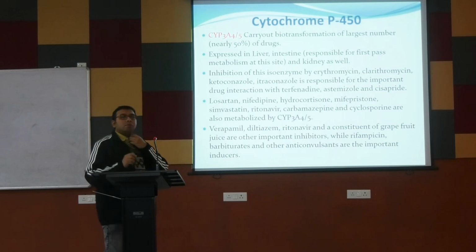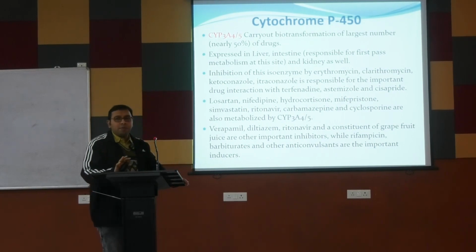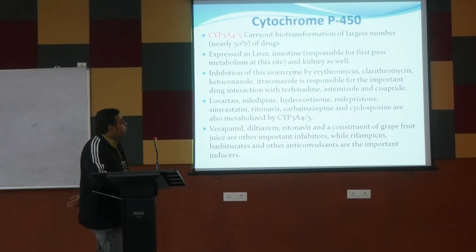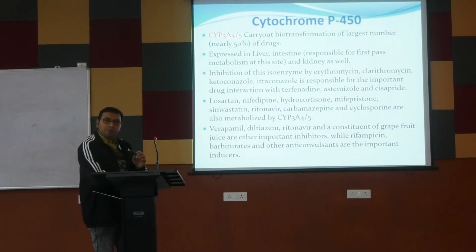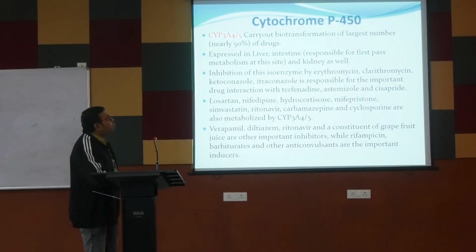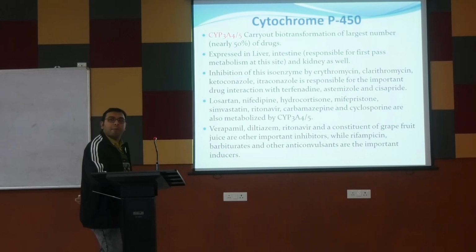There are different types of cytochrome P450. I will discuss some important ones like cytochrome 3A4 or 5. It comes under family 3, cytochrome P450 3. Within 3 there is A and then A4 or A5. They carry out biotransformation of the largest number of drugs.